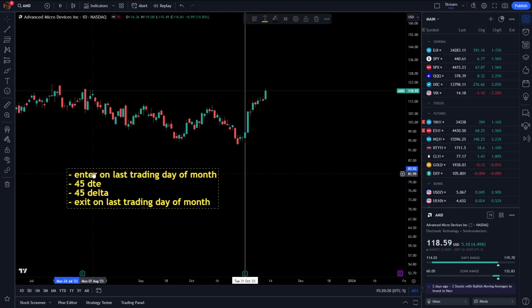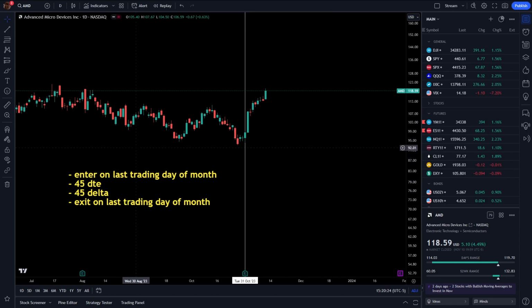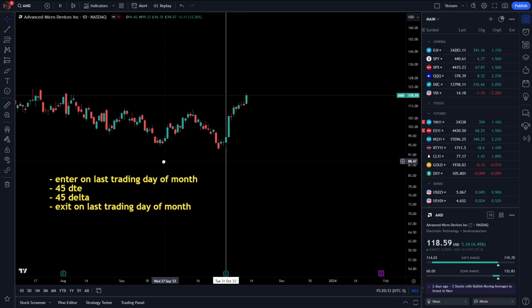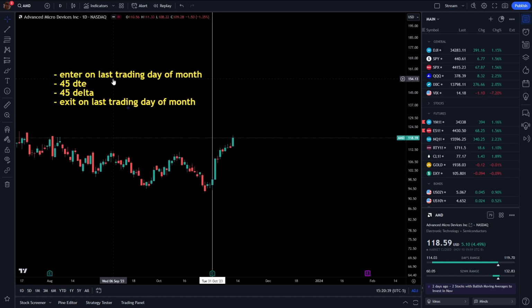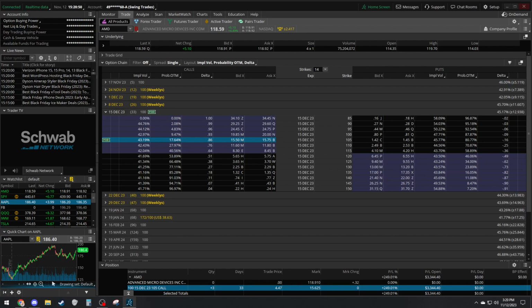I laid out my rules because I've been getting a few questions on what my system entails and how I go about managing my trades for each month. The rules are pretty simple. I enter on the last day of the trading month, so in this case, I entered here on October 31st. I enter at the 45 DTE or whichever expiration is closest to 45 days.